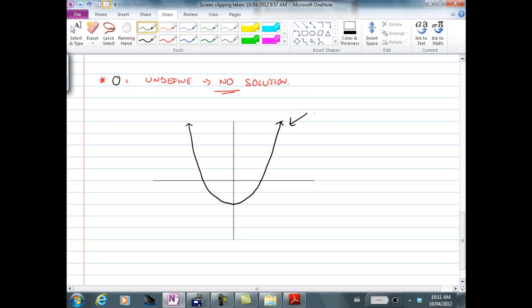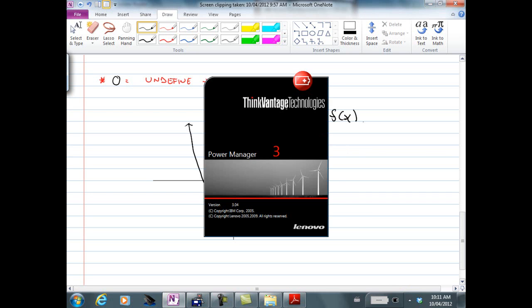This is y equals f of x. Again, I keep it simple. That's y equals f of x. They will ask you to graph y equals 1 over f of x.